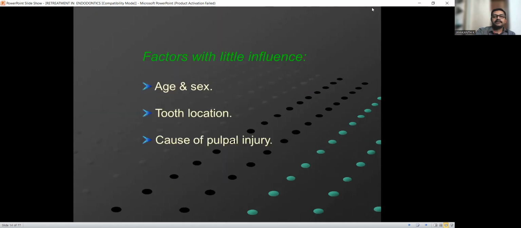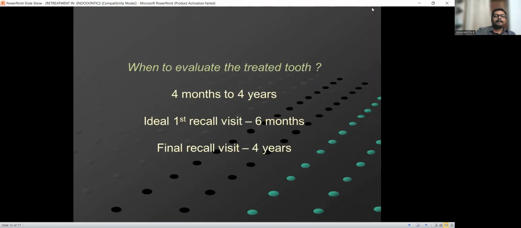Now coming to factors with little influence: age and sex, tooth location, cause of pulpal injury. These factors are said to have very little influence on the success of your case. Now about when to evaluate the treated tooth. When should a tooth which is endodontically treated ideally be evaluated?